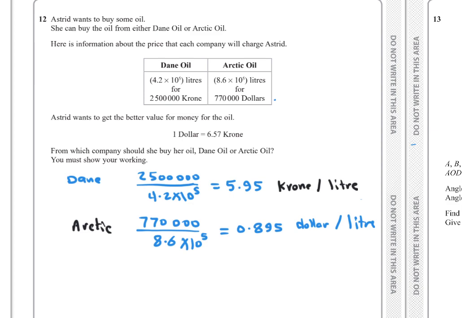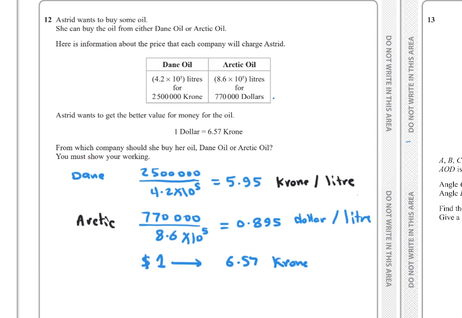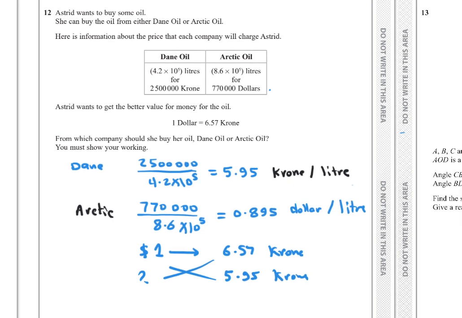So if we need to convert krone to dollar, we have $1 equals 6.57 krone. Now 5.95 krone equals how many dollars? Cross multiply, equals $0.906.